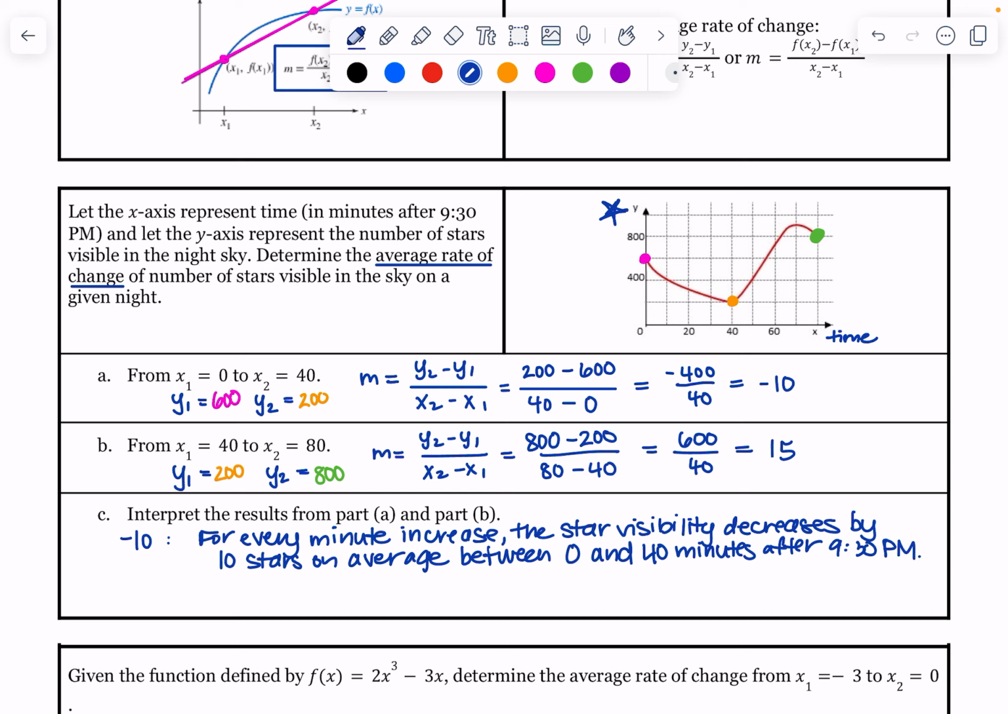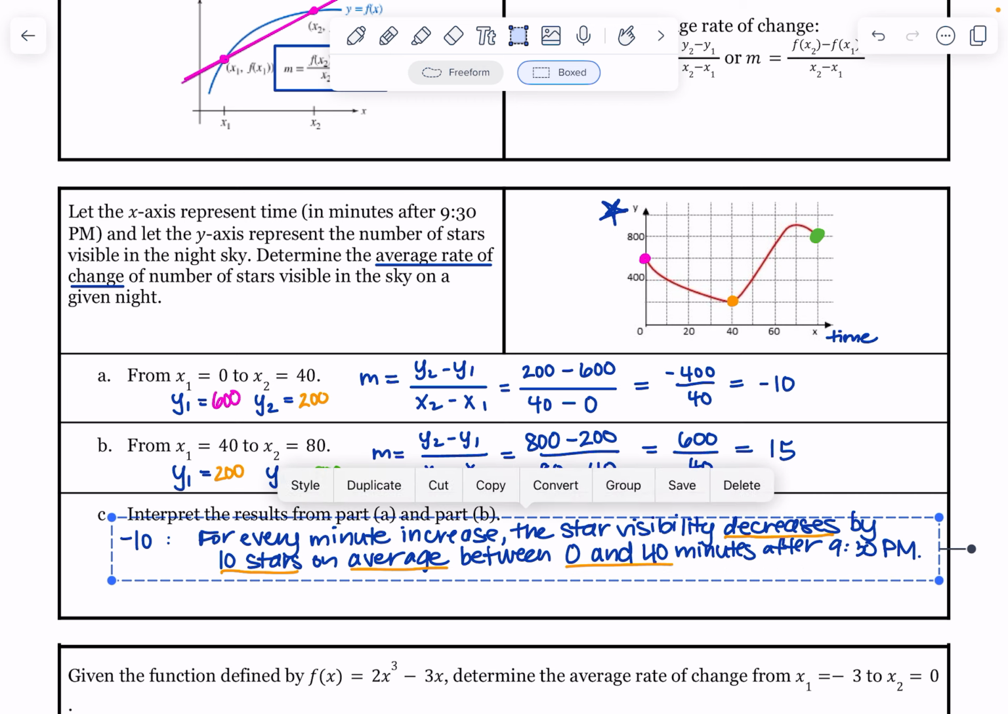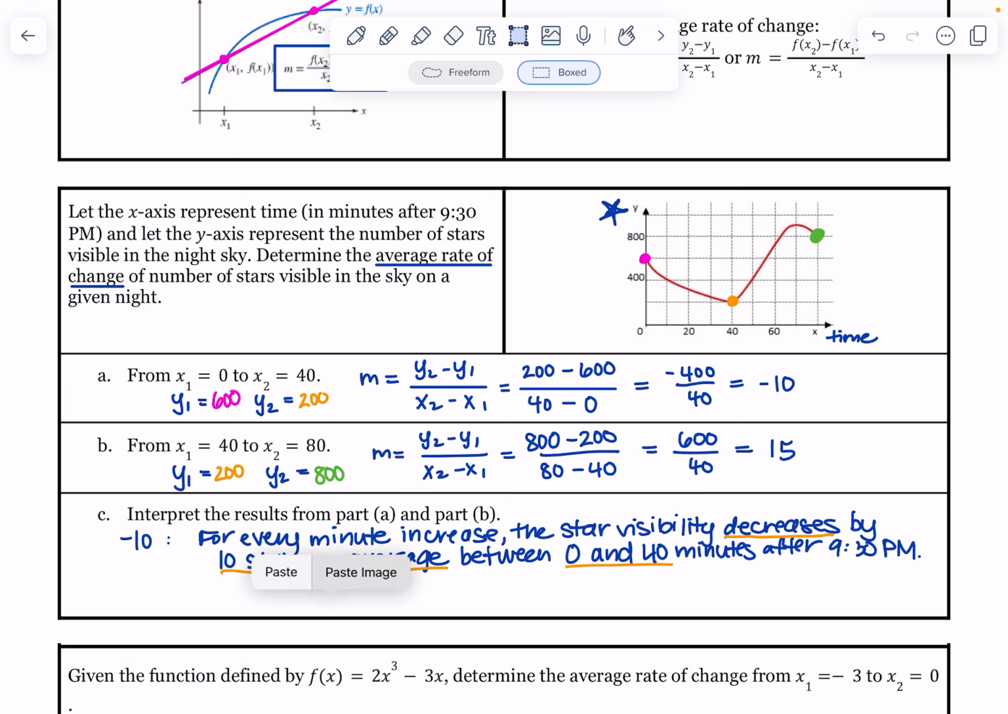So the keywords here would be decreases, and then by 10 stars, and then on average between 0 and 40. Those are kind of like the buzzwords there. I am lazy and I'm just going to copy this and paste it.